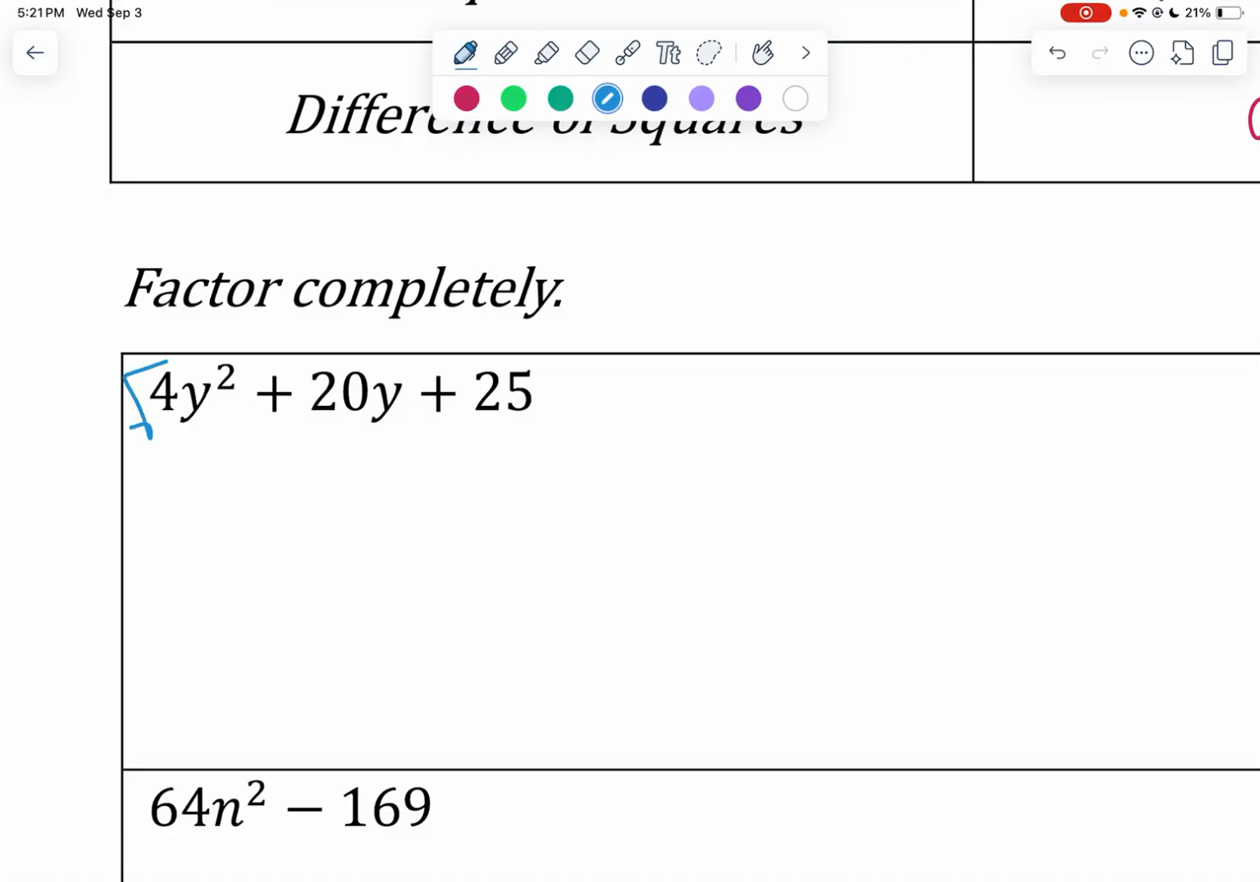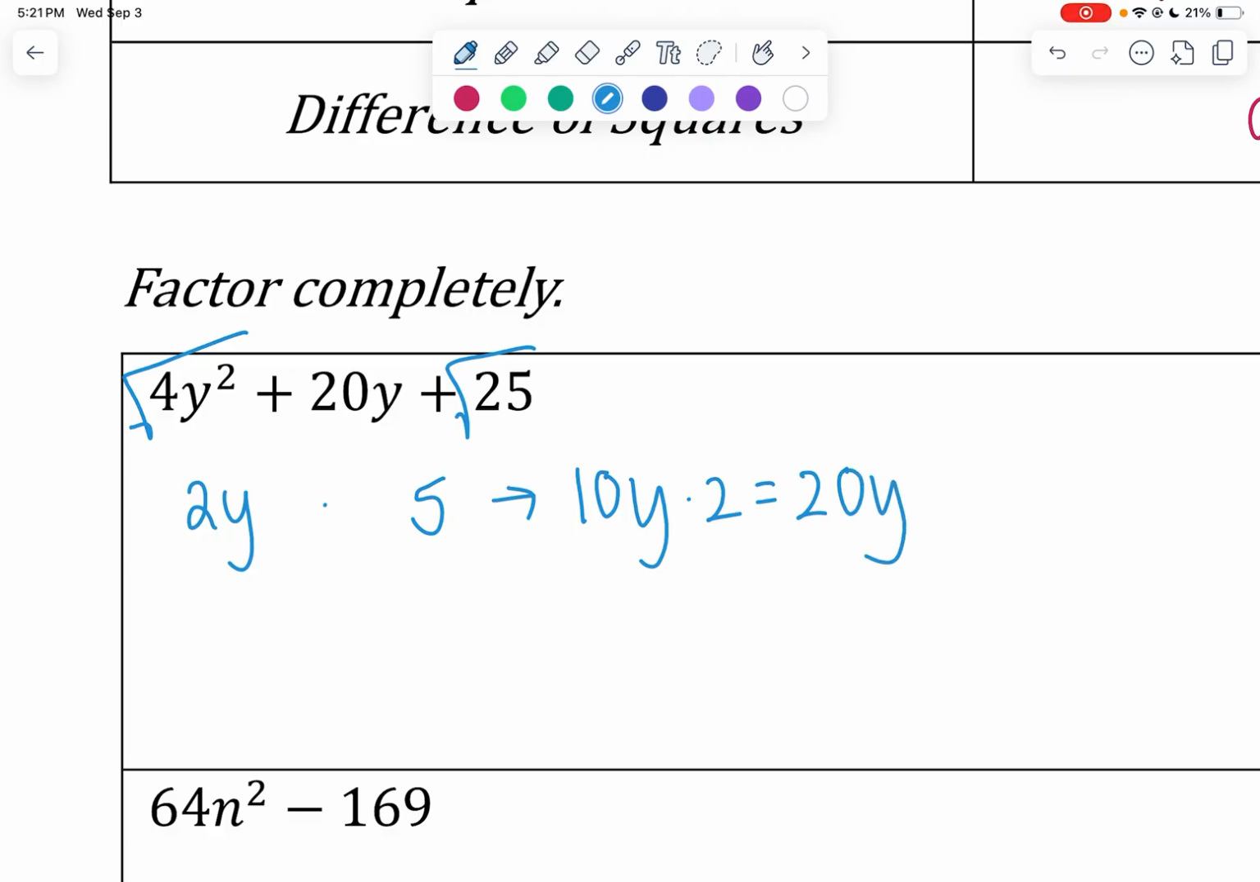So if I square root 4y squared, I get 2y. If I square root 25, I get 5. If I multiply them, I get 10y. And my middle term was 2 of those, so 10y times 2 is 20y. And look, I had 20y. So this is a perfect square trinomial, or a PST for short. Not a PSL, even though I love those, okay?